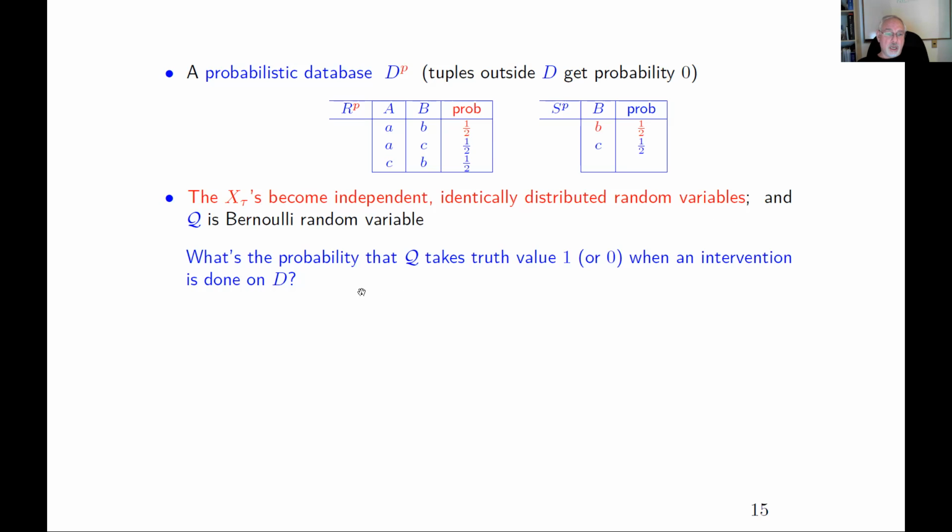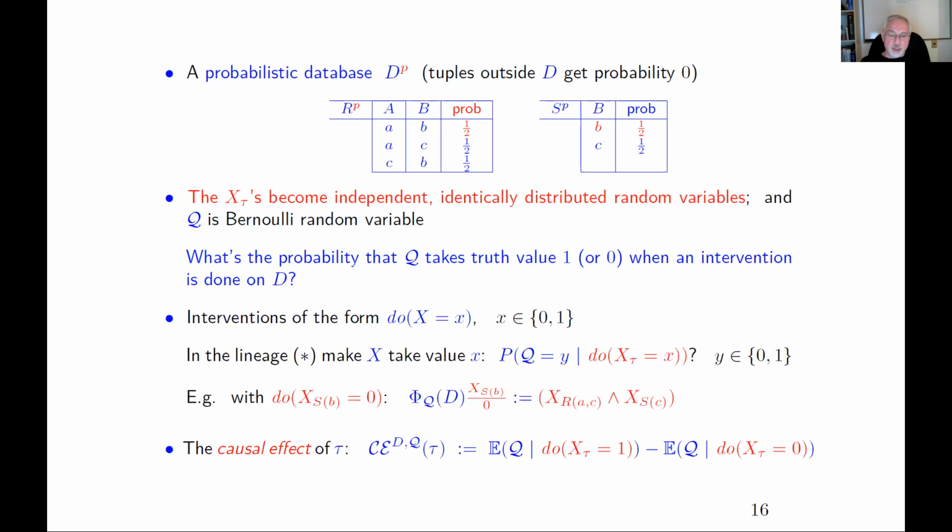So we can ask now, for example, what's the probability that Q, the query, takes the truth value 1 or 0 when an intervention is performed on the database, and how the probability changes. The interventions are going to be denoted in this way. That is the notation introduced by Judea Pearl. This means make variable x equal to x, where x is 0 or 1, I mean true or false, basically, in this case.